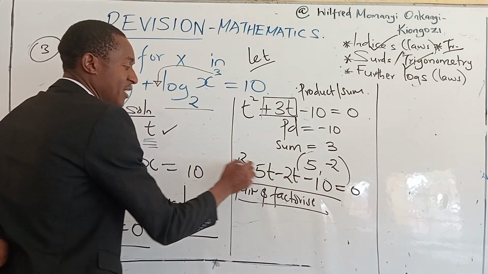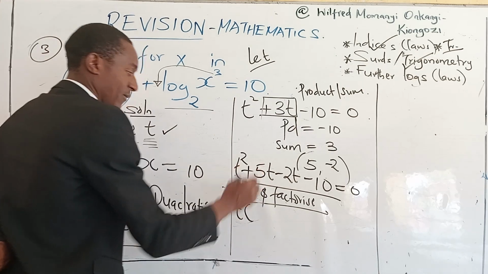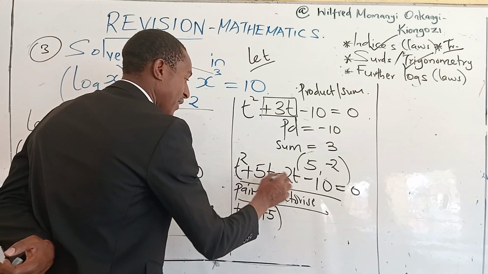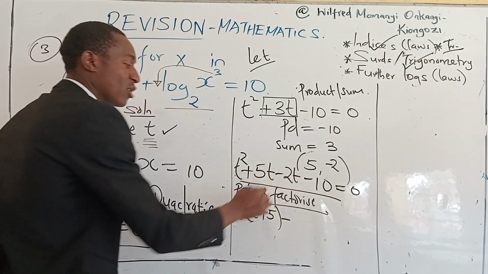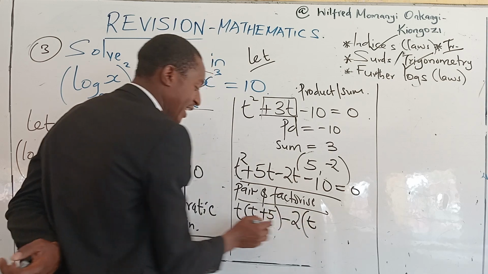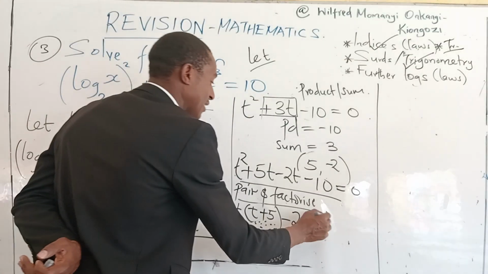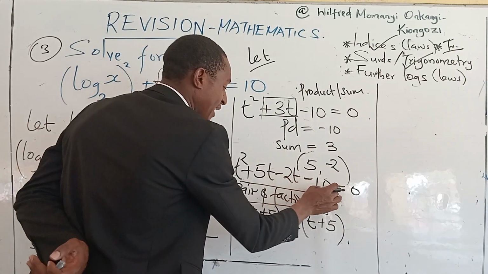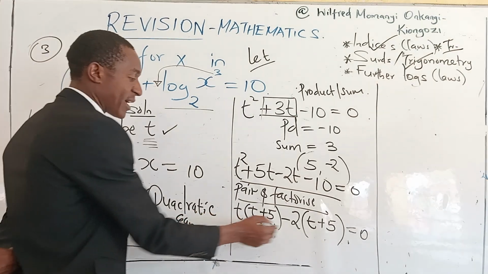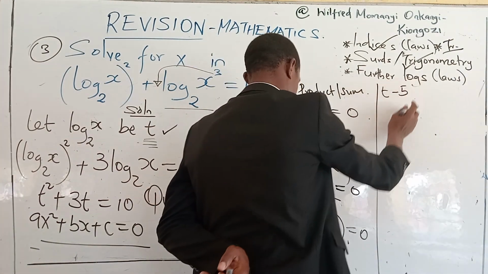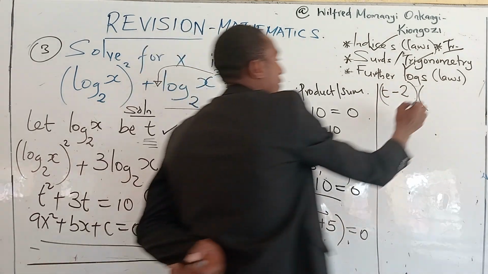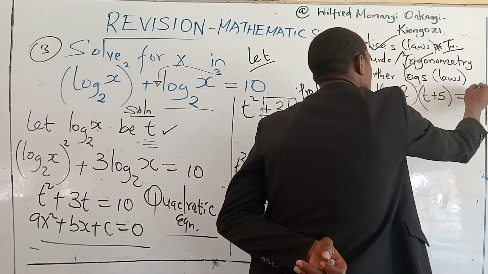So t squared and 5t, common factor is t. So we remain with t inside, 5t divided by t, plus 5. Then negative is common, and of course 2 is also common. If you divide this one by negative 2, you get t. It must be the same as that one. Negative 10 divided by negative 2, positive 5, is equals to 0. So at that point, you take t minus 2, multiplied by t plus 5, is equals to 0.